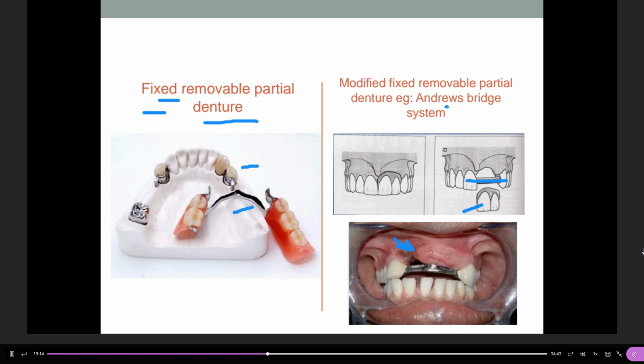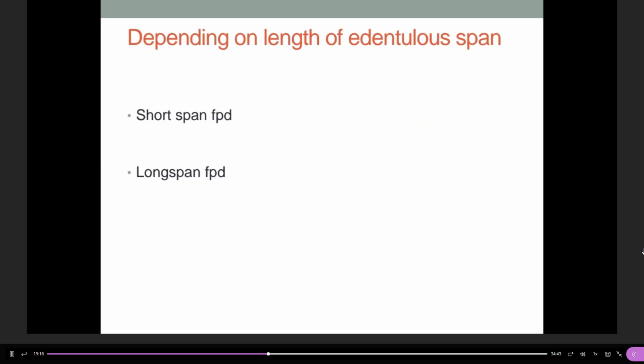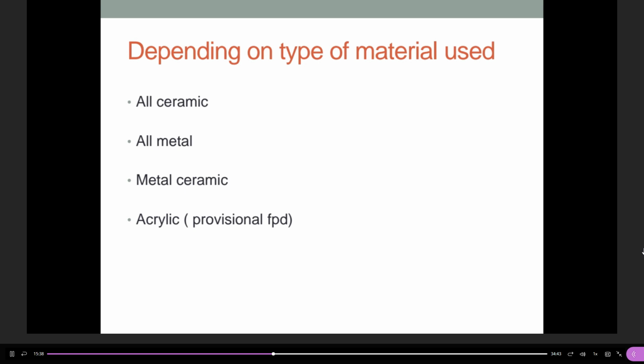Now, depending on the length of the denture span, you have short span FPD and long span FPD. So these are all the terminologies which you come across, but in this lecture we'll be covering based on whether it is simple or complex. So we'll follow that classification, but all these are relevant terminologies which we will come across. Also, depending on the material of choice, we can have all ceramic, all metal, metal ceramic and acrylic. Acrylic is only used as a provisional fixed prosthesis.